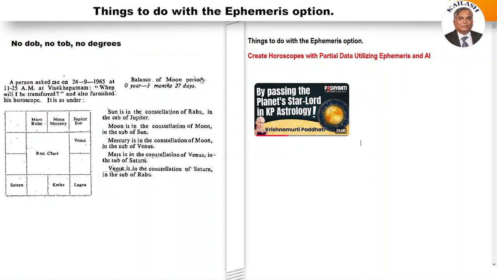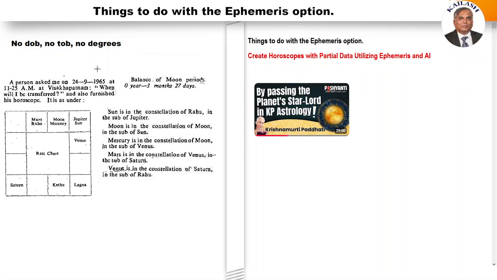So I started recording the video, and then I realized that this article actually has no date of birth, no time of birth, and no degrees of planets. This small intro gives you an impression as if some date and time is mentioned, but actually it's not. This intro is just mentioning a person who came to meet the astrologer sometime in 1965, and the question was regarding a transfer that he was expecting in his job.